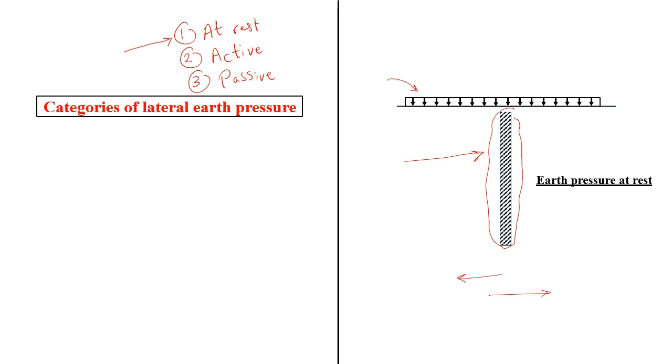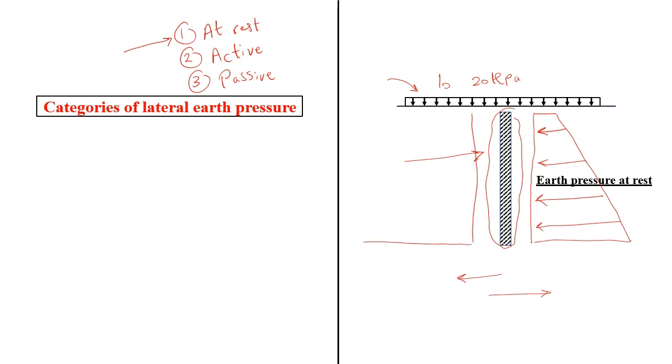Here we have a surcharge load, maybe 10 or 20 kilopascal, it doesn't matter here. If you would like to calculate the lateral earth pressure on this retaining wall, it will be calculated using the equations of at-rest earth pressure. Of course, there will be earth pressure on both sides of the retaining wall, equal in magnitude but opposite in direction, so that the retaining wall will remain in an equilibrium state.